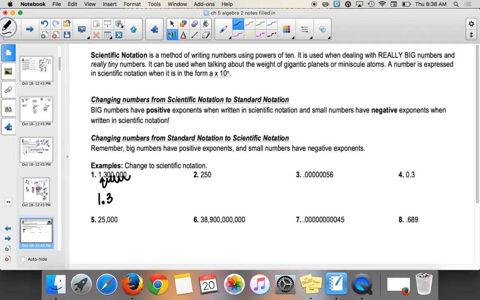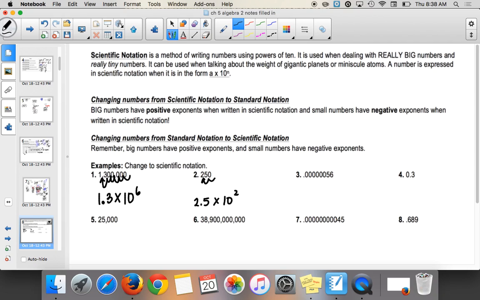And then the 6 goes on the power. So we do 1.3 times 10 to the 6th like that. You guys all remember that? Yeah. So if I'm changing 250, it's not a tiny little decimal number, it's a big number. So we move our decimal place over 1, 2 places, and that makes it 2.5, and then we do times 10 to the 2nd because we moved it 2 places.